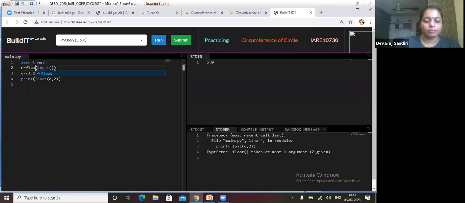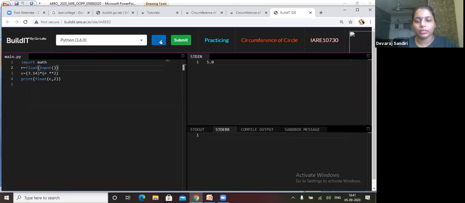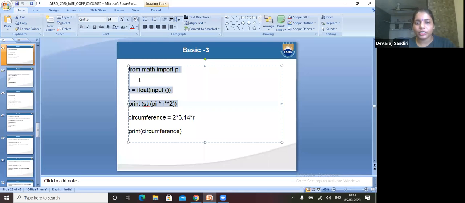Float of input I am giving here. No, we are not getting it. Only C directly we are getting here. If we get it directly, we are getting 78.5. Here we have to give... Yes, I will use pi, because why is pi not working there, from math import pi. I just wrote it, why is it not working? I will check it once.